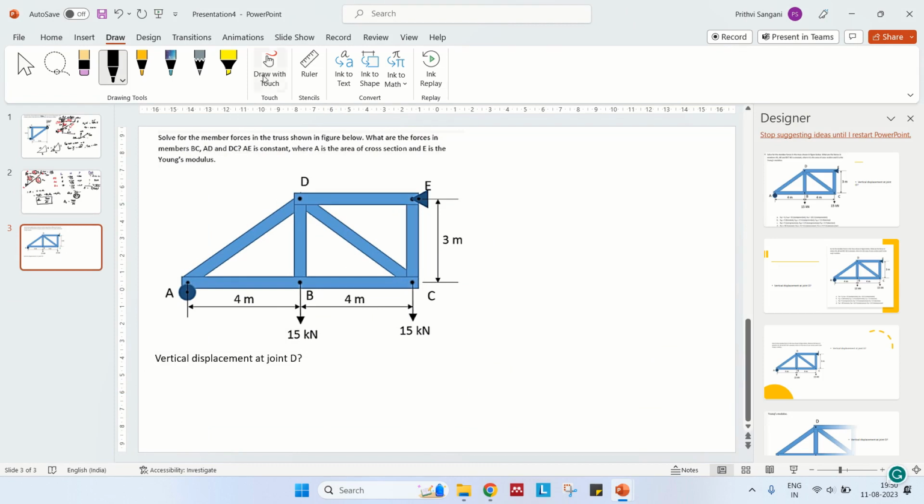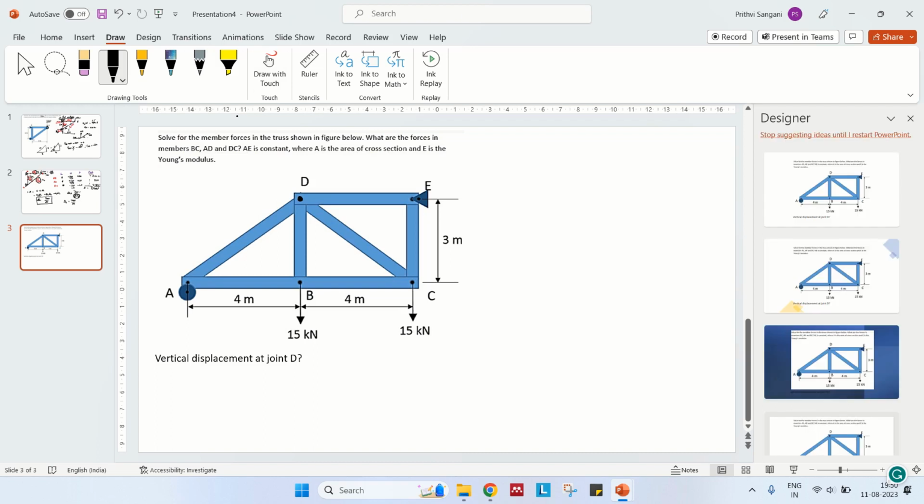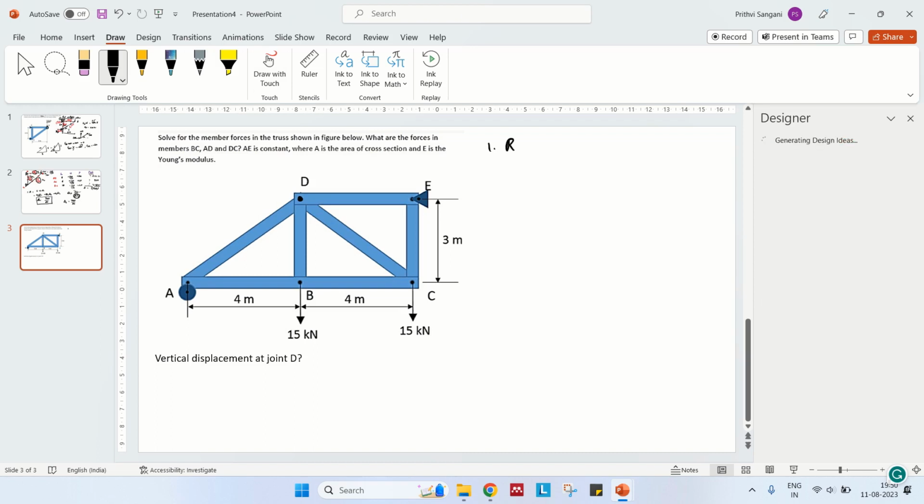Yes, it is asking for the displacement at joint B, this joint. So again, let us start with the real analysis.